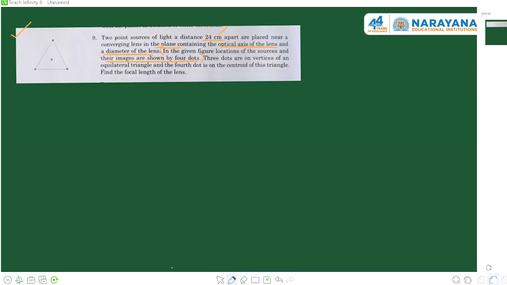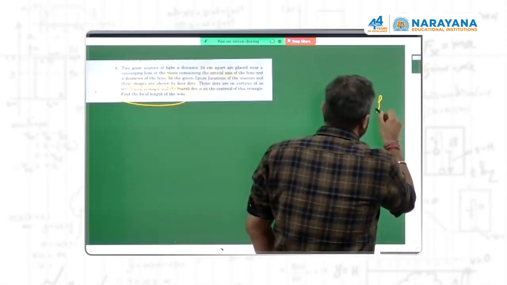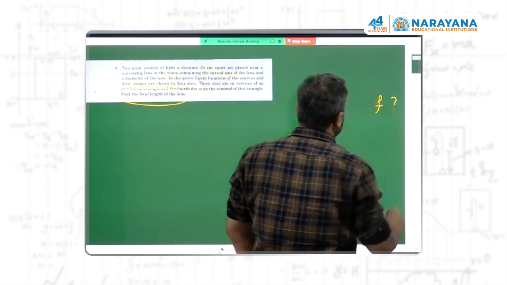So they say that these 3 dots are on the vertices of an equilateral triangle and the 4th dot is on the centroid of this triangle. So can you find out the focal length of the lens? So we have to find out the focal length of the lens f. That is the question.